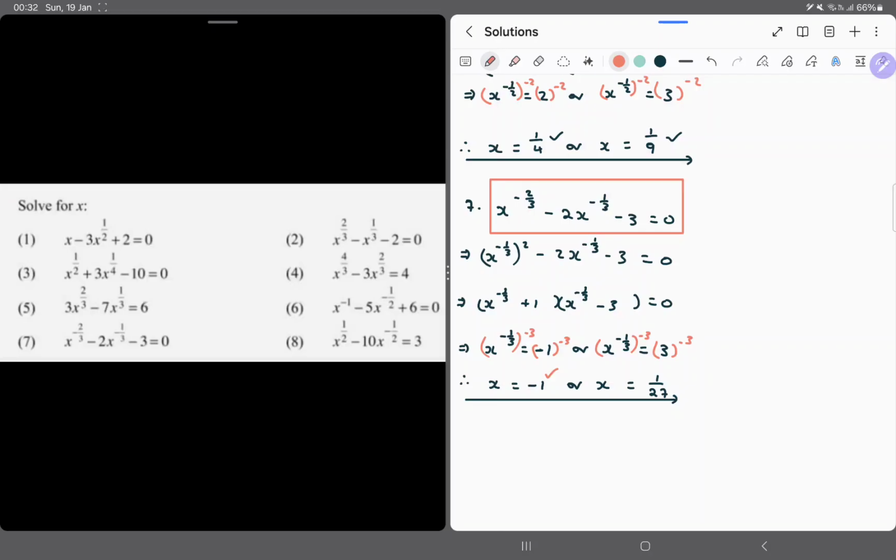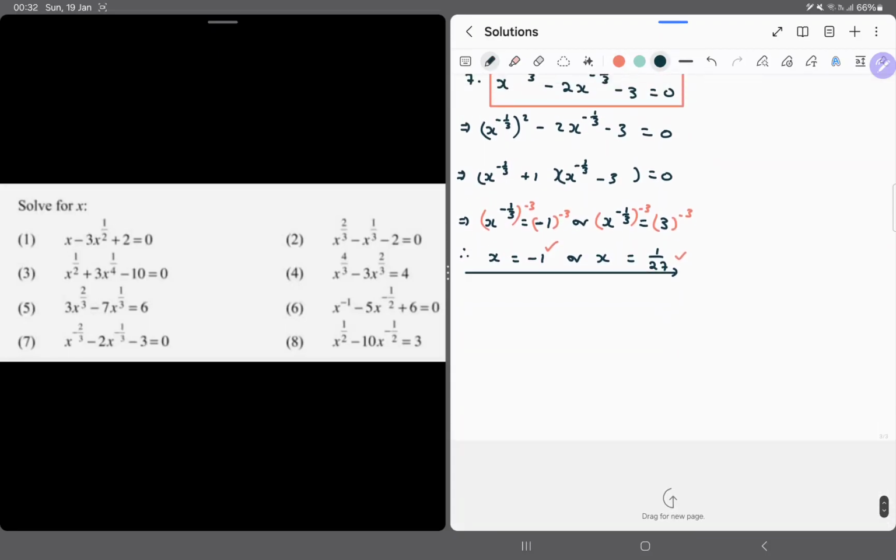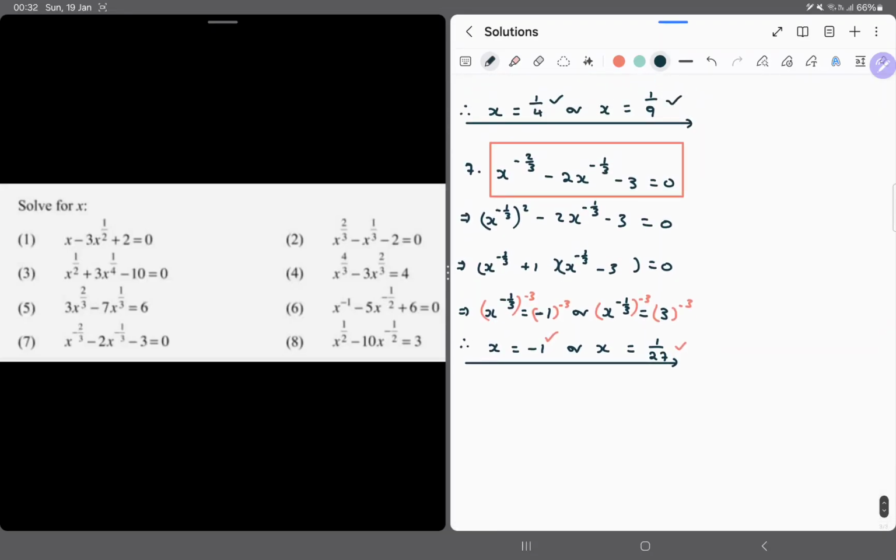Okay, so we put 1/27. Again, 1/27 there. It checks out nicely as well. So we can see, guys, running a check is a proper thing to do. Okay, maybe let's try to do the last one right here.